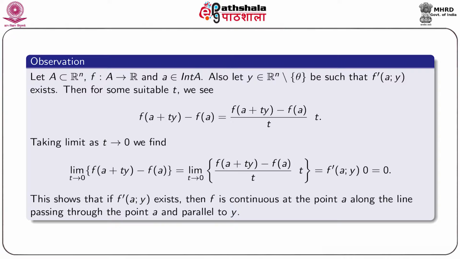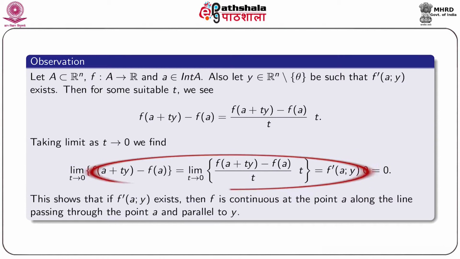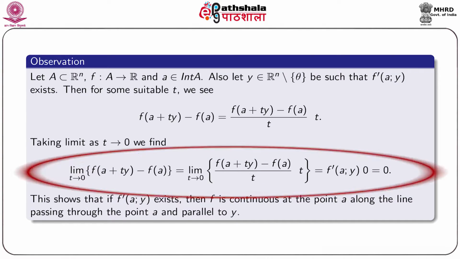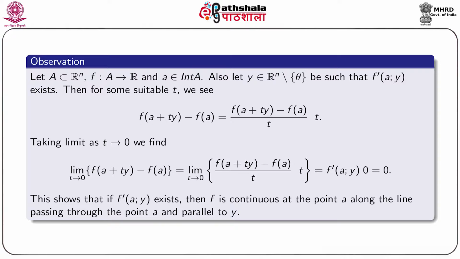We take the limit of both sides of the above expression as t approaches 0. On the right hand side, we have the product of two quantities, and for both of them the limit exists as t tends to 0. So, we have the limit of f(a + ty) - f(a) as t approaches 0 equals f'(a; y) multiplied by 0, and hence it is 0. This shows that if f'(a; y) exists, then f is continuous at the point a, but only along the line passing through the point a and parallel to y.